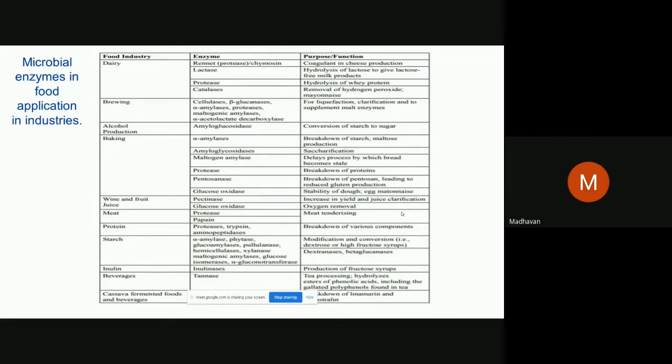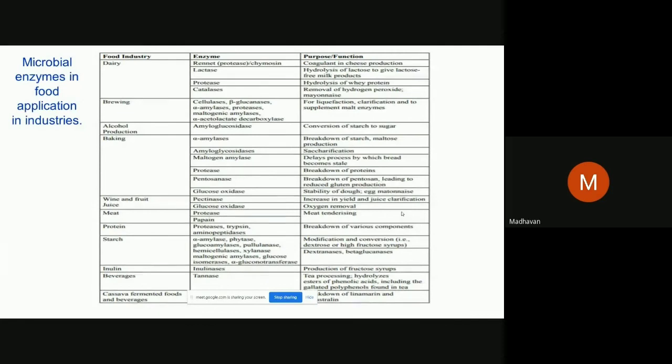You will see the food industry's major applications: dairy, brewing, alcohol production, baking, wine and fruit juice, meat, protein, starch, inulin, beverages, cassava, fermented foods, and everything. And you see most of these enzymes which I have discussed with you: protease, amylases, cellulases, glucanase, amylase, everything has been used. And the purpose also, very briefly, I have covered all these.